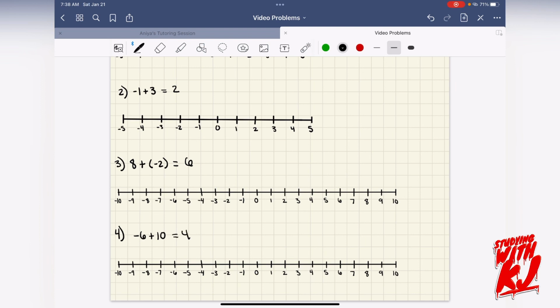Makes sense? All right, so the more you go over these problems, the easier this will get.